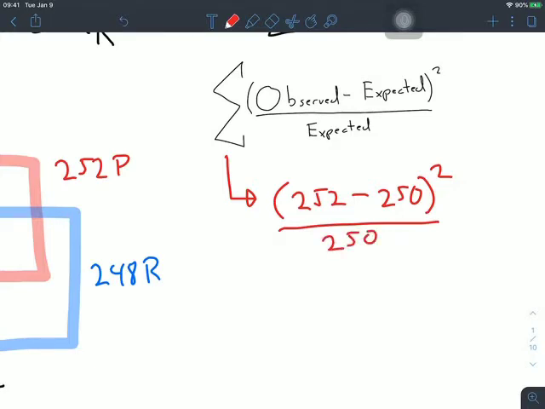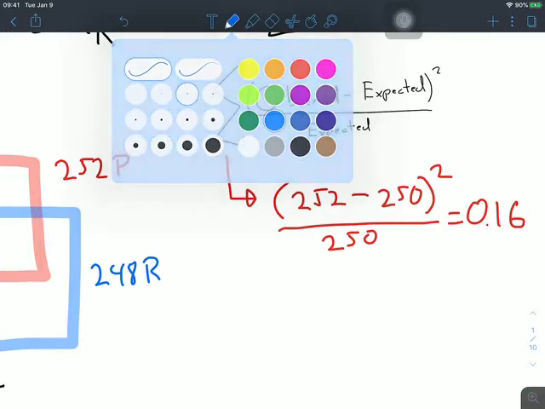So in this case, you're looking at 252 minus 250, or 2. 2 squared is 4. 4 divided by 250 is 0.16. Please make sure that you can enter this correctly in your calculator. I don't care what you prefer to use, but I do care that you are able to enter things with syntax correctly in order to make sure that you are calculating things correctly. So our first value is 0.16 for our parentals.